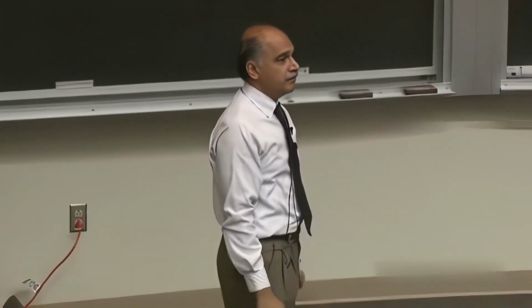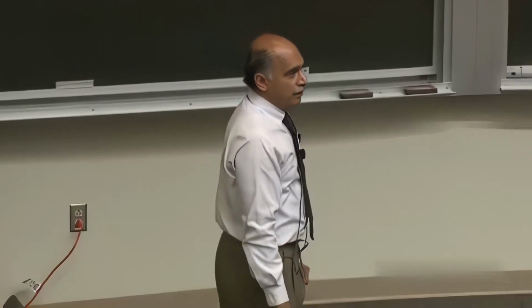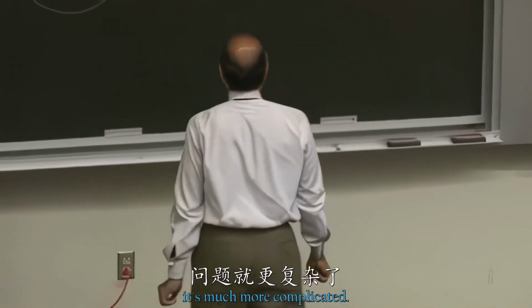Yes? Are you assuming that the orbit is a circle? Yes. Is that why you can use v squared over r? Right, exactly. In fact, if it's not a circle, it's much more complicated.